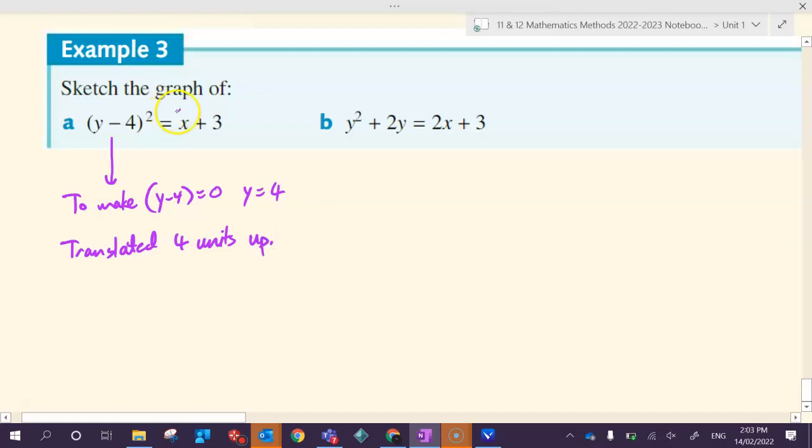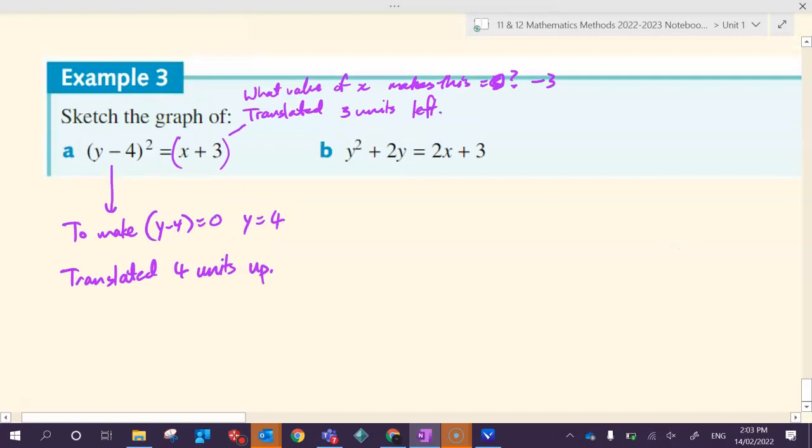I could think about this x plus 3, and I could say what value of x would make it equal 0? Jumping to my answer, it's negative 3. Or I can think about it as translated 3 units to the left.